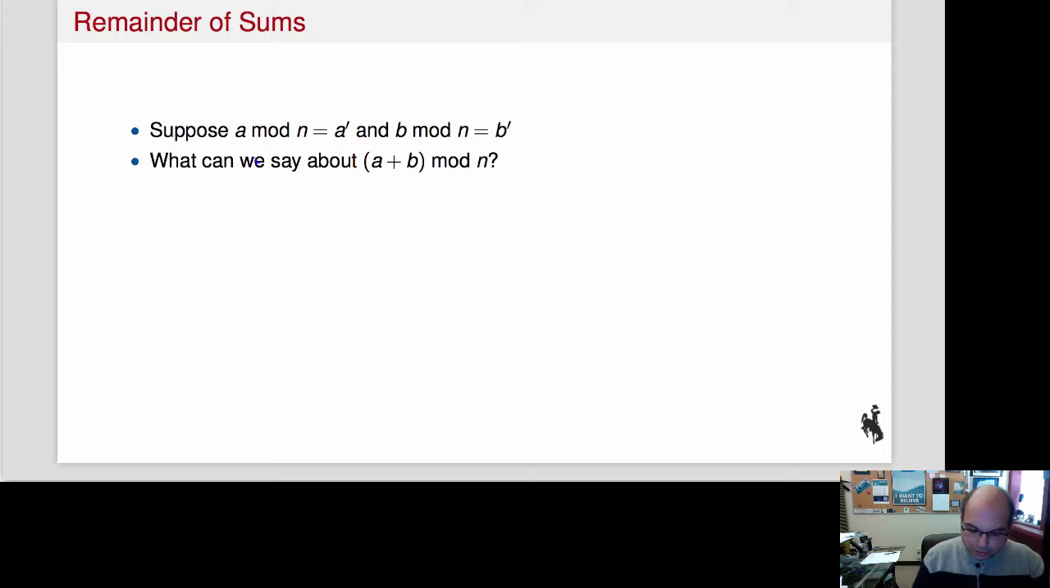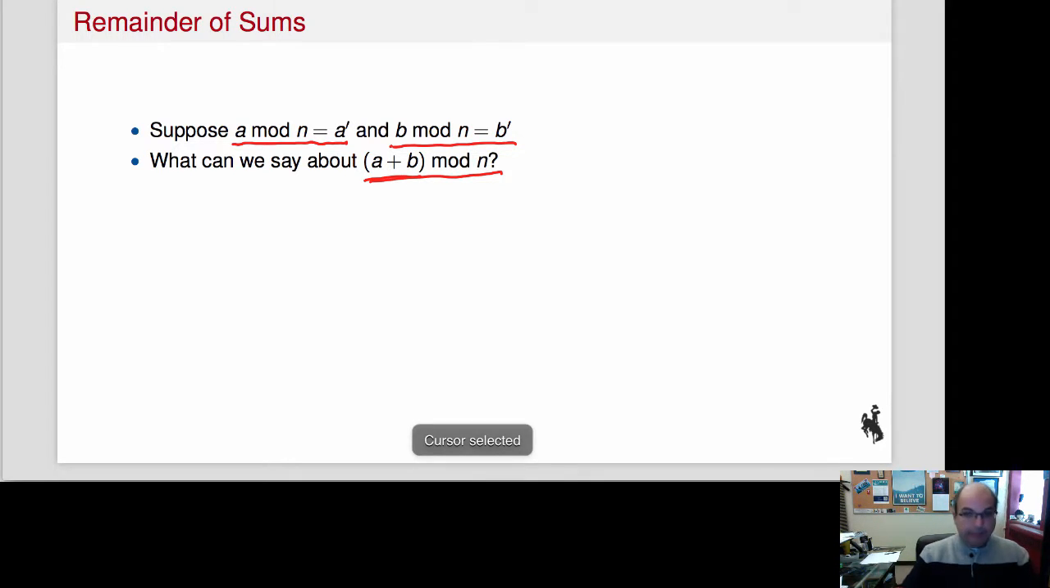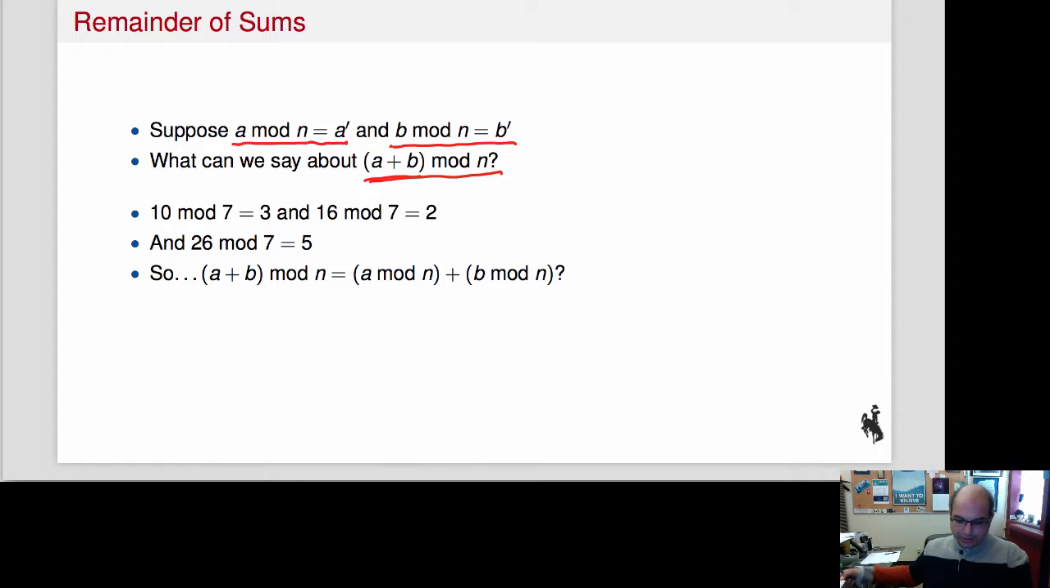Okay, so here's what I know. I have a number a, and a modulo n is equal to a prime. And I have a number b, which modulo n is equal to b prime. So now my question is, what exactly is a plus b mod n? And what I would like the answer to be is a prime plus b prime. I mean, that seems to make sense. Actually, it's not really, okay?